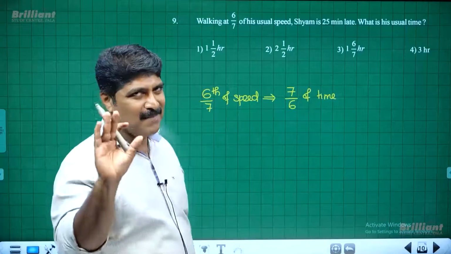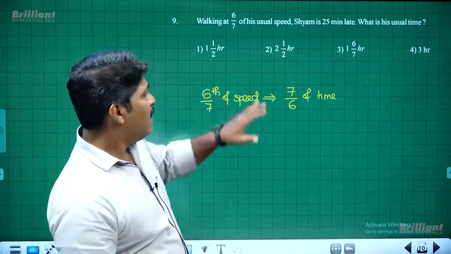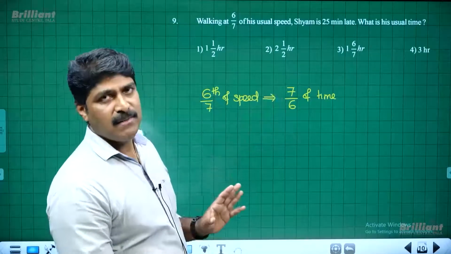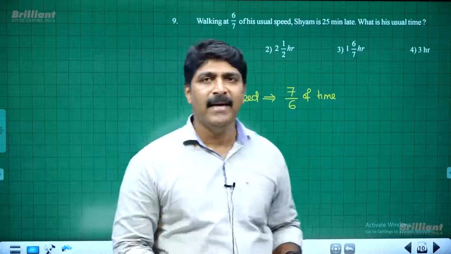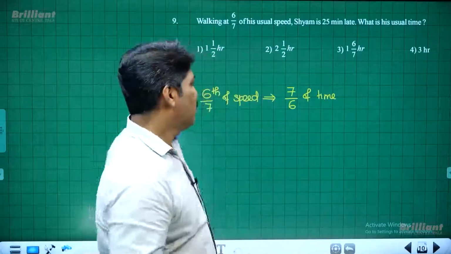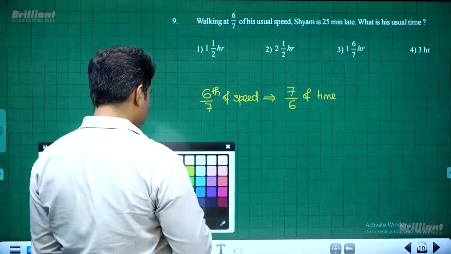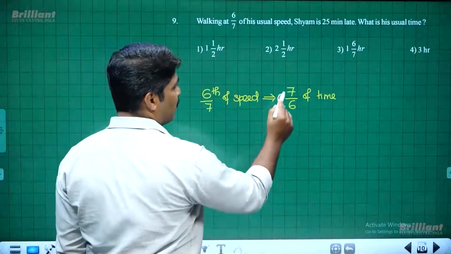7/6 of time. That's a simple first step. Then how can we understand this step? 7/6 of time means that it is 1/6 more than the usual time. So 1/6 here is the difference between these two values. What is the difference here?